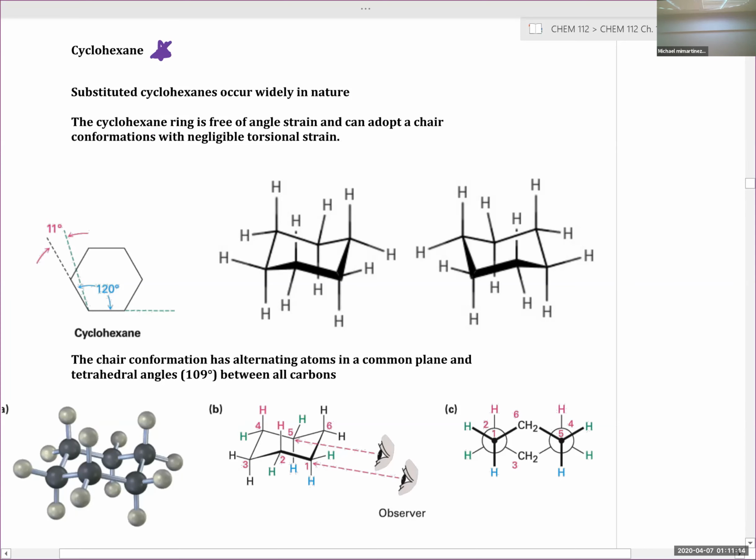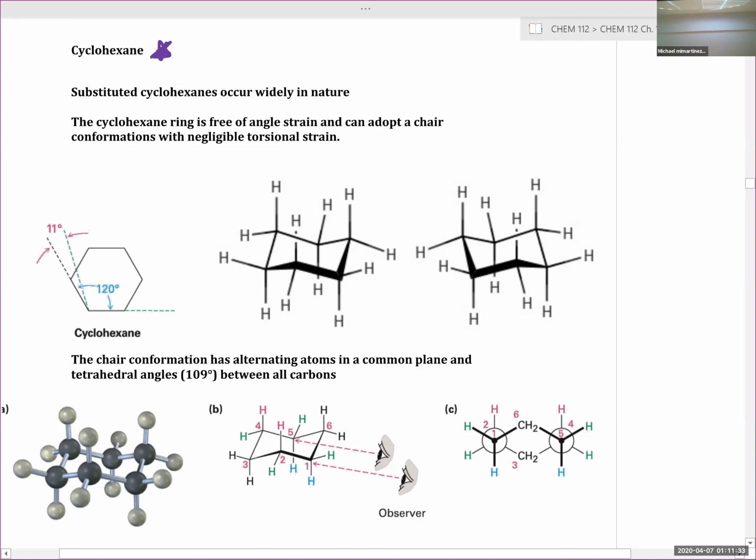So I have made a model of a cyclohexane ring. And we'll be dealing with manipulations of this model kit later on in this class to help people visualize some of the drawings I'm going to show you.